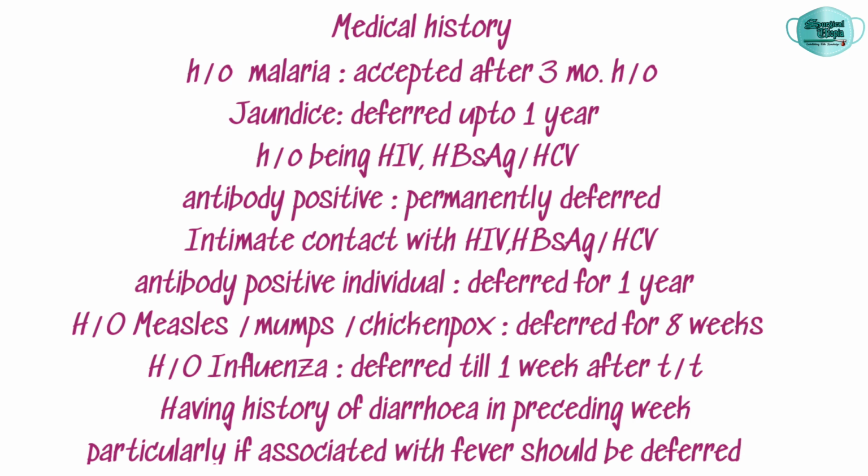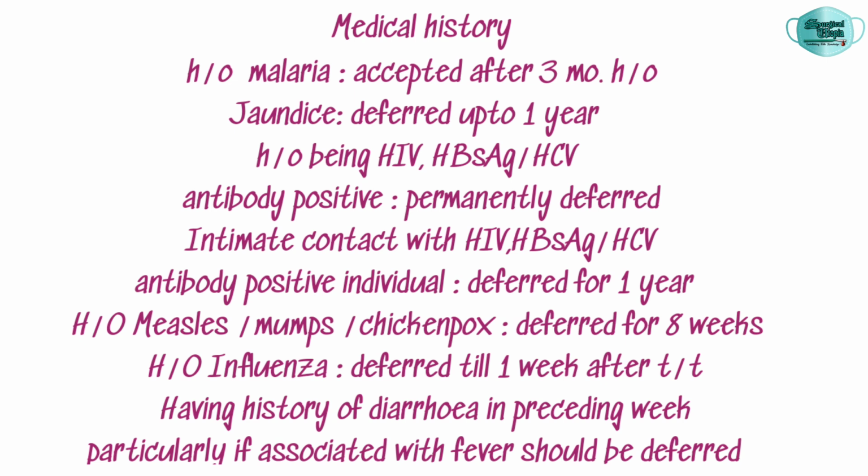The medical history of the donor includes that the donor should not have had malaria for at least the last 3 months. He should be jaundice free for at least the last 1 year. If the donor presents a history of HIV, HBsAg and HCV antibody positivity, then the donor is permanently deferred. Intimate contact with HIV, HBsAg and HCV antibody positive individuals are deferred for 1 year.